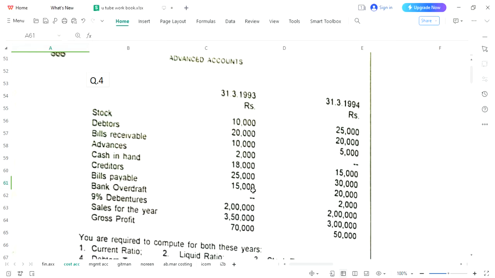Hey guys, hopefully everyone is doing well. Today's target is to solve question number 4. The chapter which we are related with is accounting ratios.